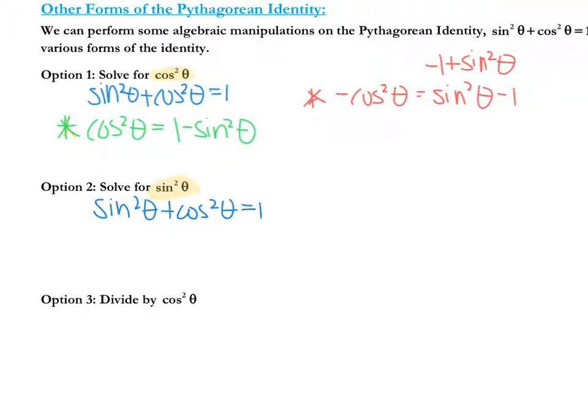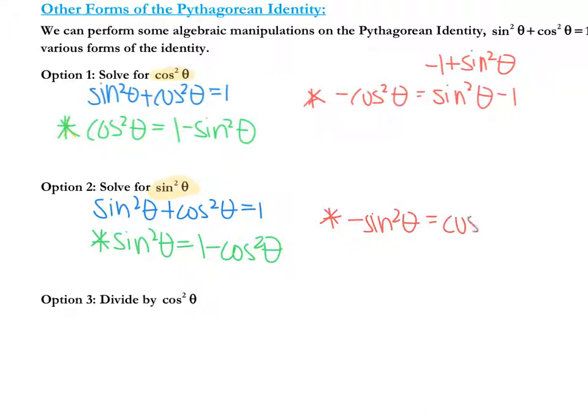Okay, and then we're going to subtract. So then we get sine squared theta equals 1 minus cosine squared theta. And then we're going to do the other manipulation over here, where if we make sine squared negative, then the other side flips around with the negative signs. So you need to make sure that you pay careful attention to the particular orders, because it'll dictate if it's going to be a positive sine squared or a negative sine squared, and same thing with cosine squared.